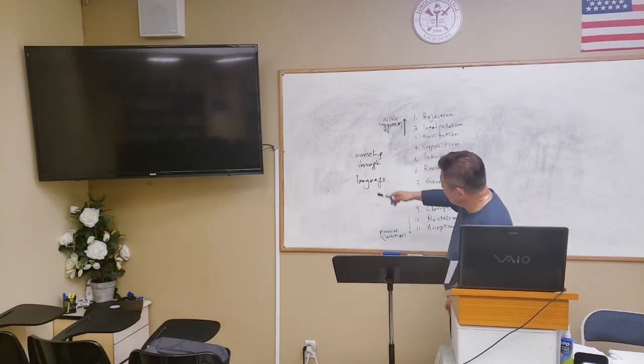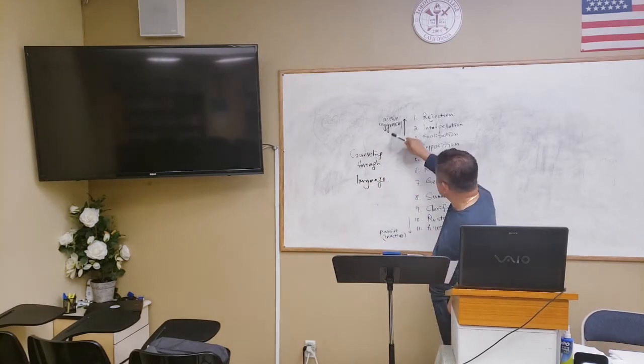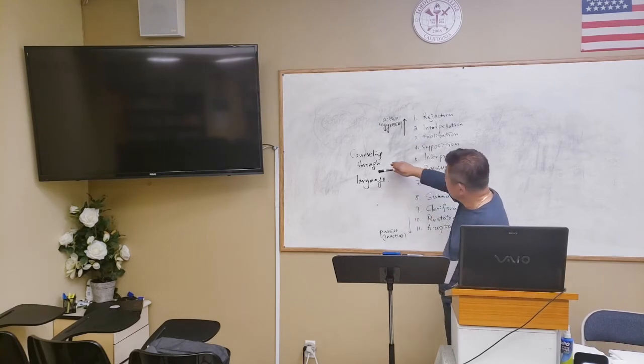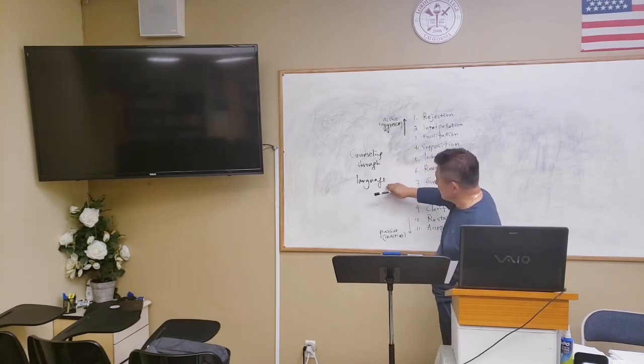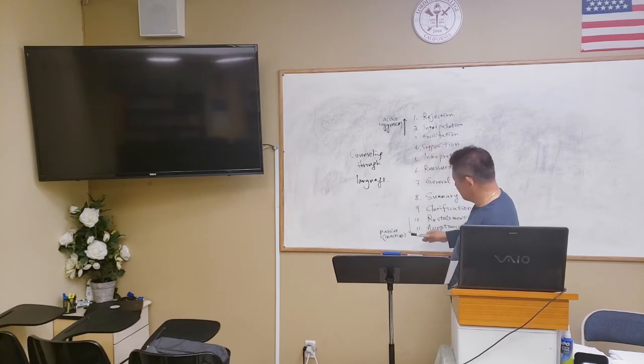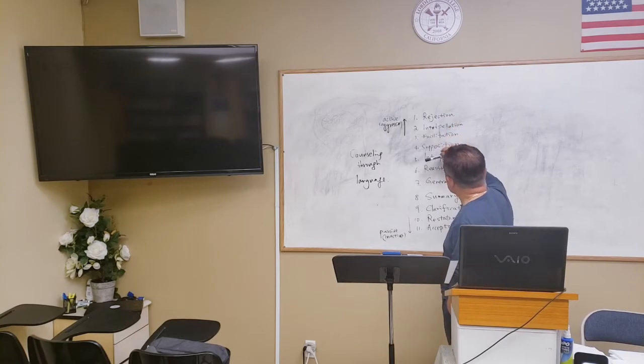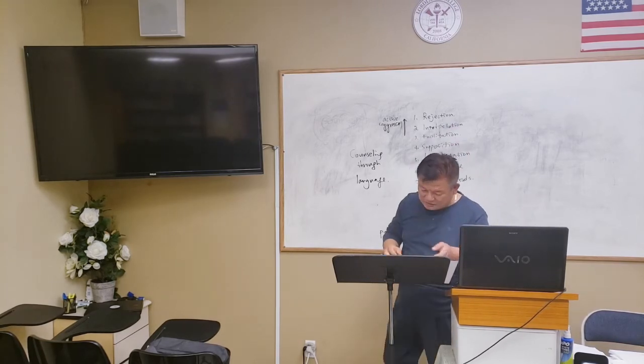Let me clarify. These are techniques of counseling through language. There are 11 kinds, from rejection to interpolation and so on. This part is the more active and aggressive technique, and this part is the more passive and inactive style. I would like to introduce them to you one by one, okay?